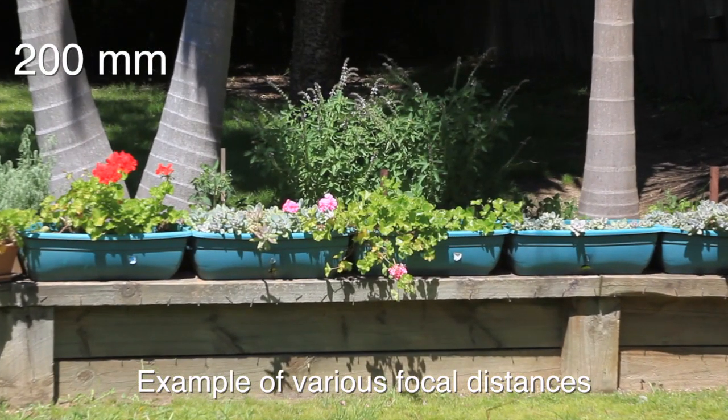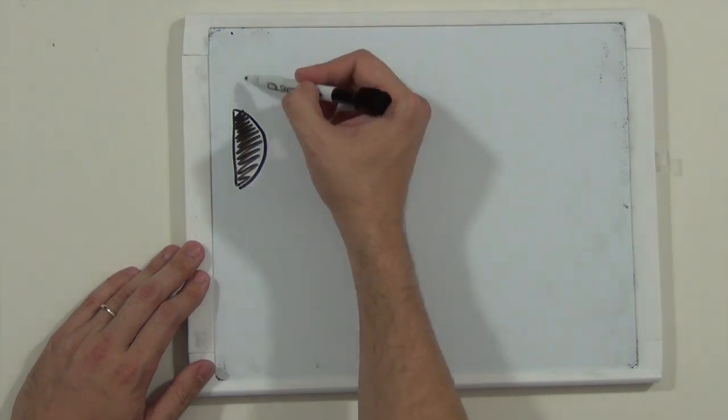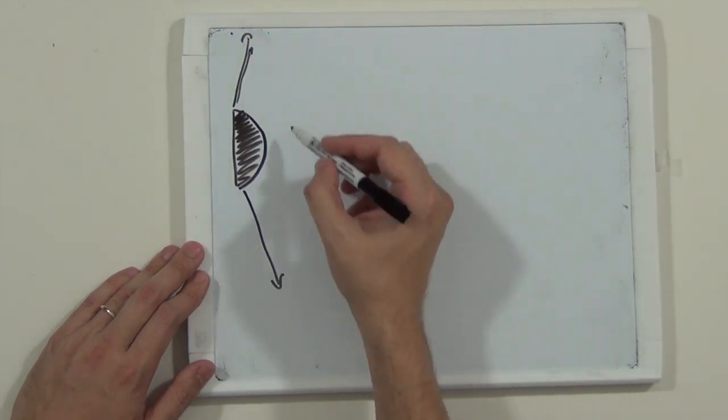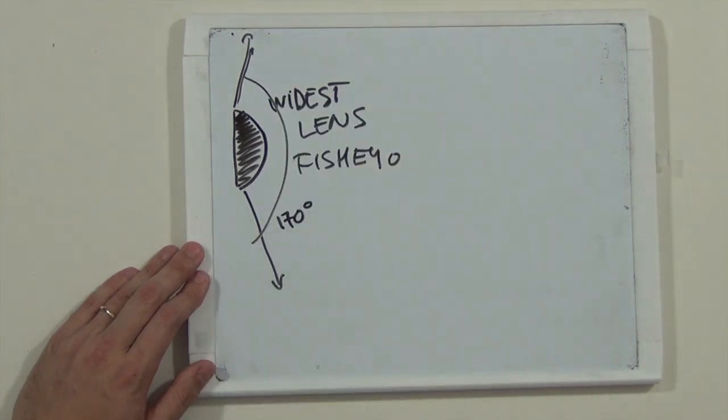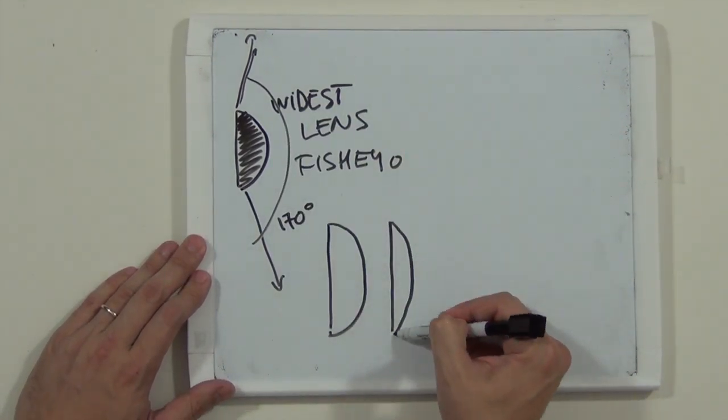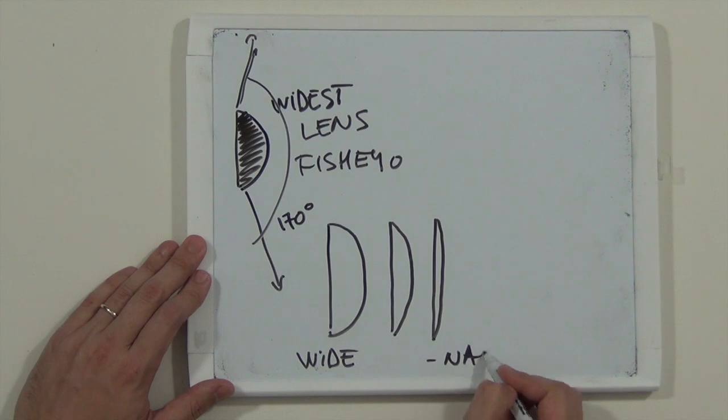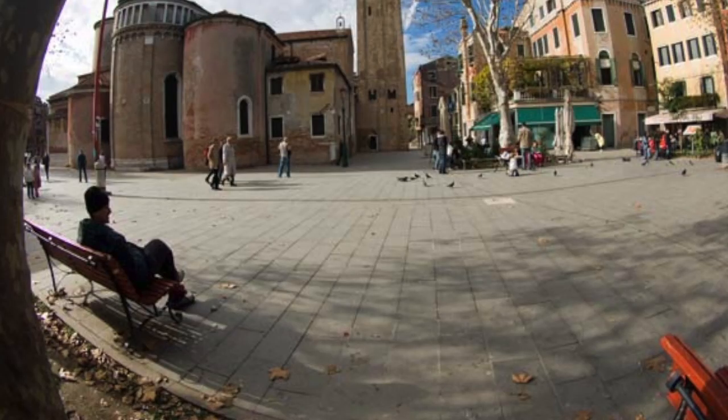Just to give you an example, the widest lens is a fisheye lens, which has only 8 millimeters focal distance. The fisheye lens has a width of almost 180 degrees. That means without turning my head, I can see the point very close to my side, similar on the other side. This is a fisheye lens. I can capture almost 180 degrees, actually 170 degrees. That's an 8 millimeter lens.